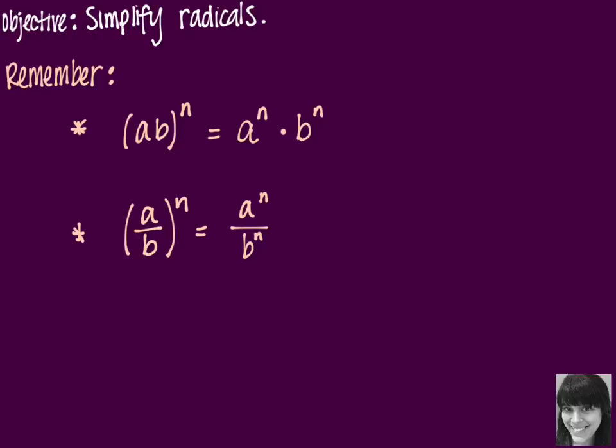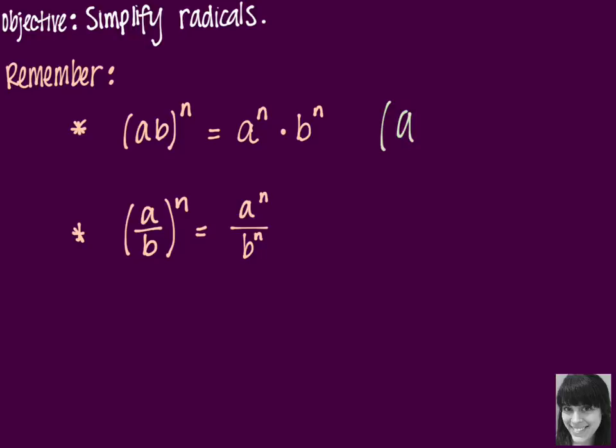Remember this: we have exponents, and we know the properties of exponents. Whenever I have two numbers, a and b, that are being multiplied by each other, and I raise that product to an exponent n, all I have to do is distribute it, and I get a to the n times b to the n. But please remember, this only works on multiplication.